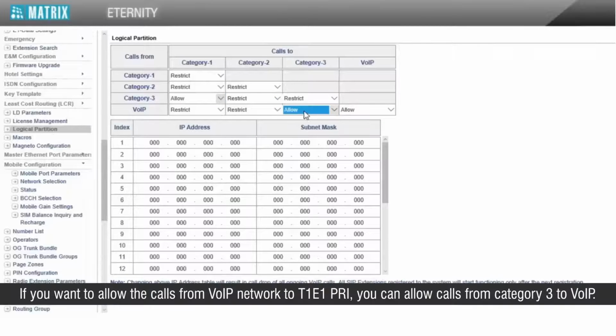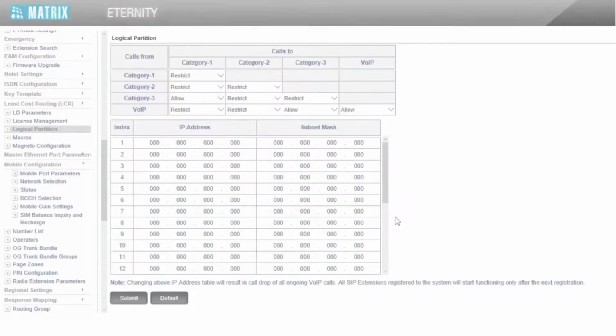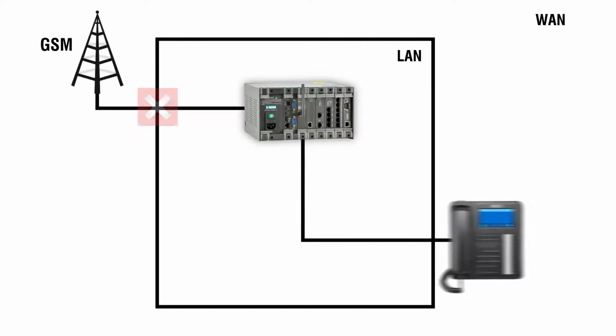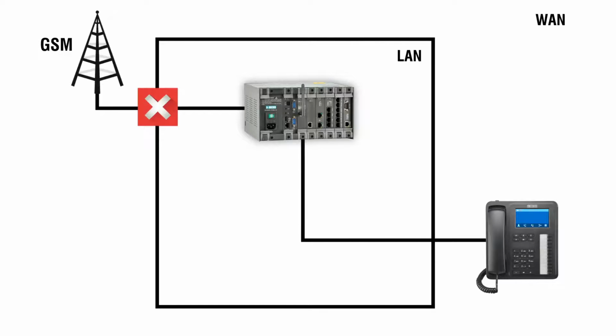If you want to allow the calls from VoIP networks to T1 even PRI, you can allow calls from category 3 to VoIP. Further considering a scenario where there are IP phones registered with Eternity. The call must get through the GSM trunk only when the phone and Eternity are within the network.